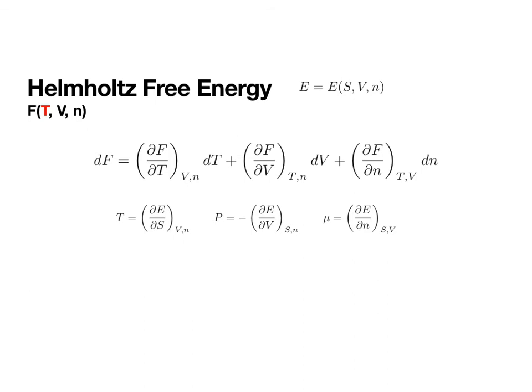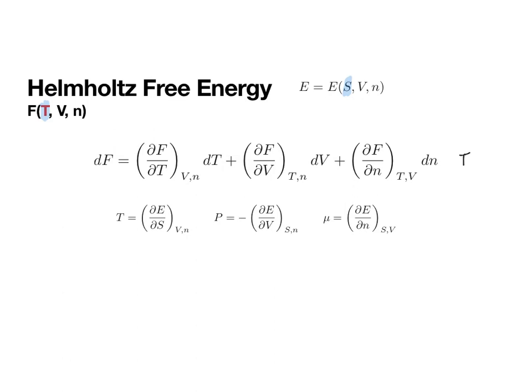Okay, so what if we want to change? Entropy is a hard thing to measure. So what if we want our energy term in terms of temperature, volume, and moles instead? Turns out this is what's called the Helmholtz free energy. For some unknown reason, it's given the symbol F in your book. A lot of other texts use A, but your textbook decides F.